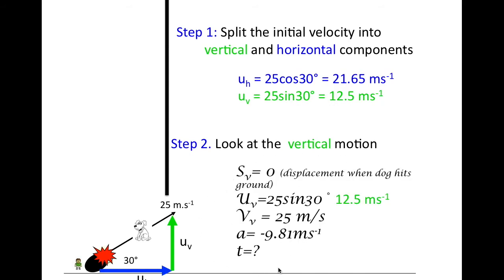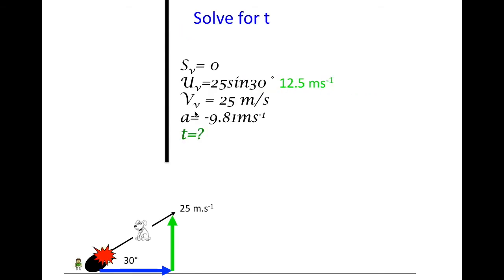Here are all my data points. So I'm listing out all the SUVAT, all the variables that I have. So I want to solve for t. I'm going to use my acceleration. I'll use this initial velocity. And I will also use my displacement, which is 0. And that's based off of the fact that when the dog hits the ground again, the displacement will be 0.